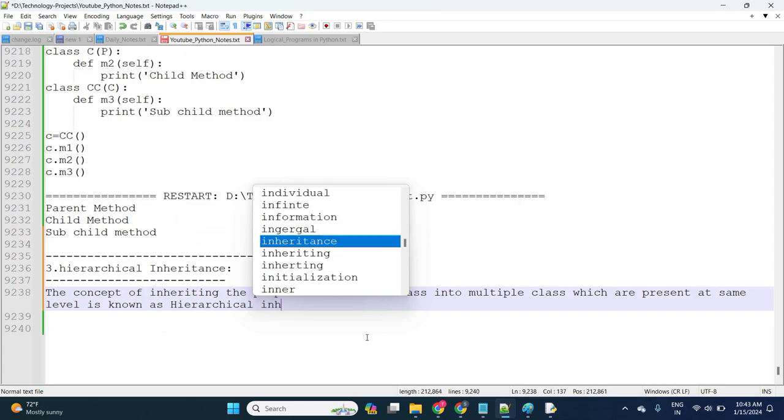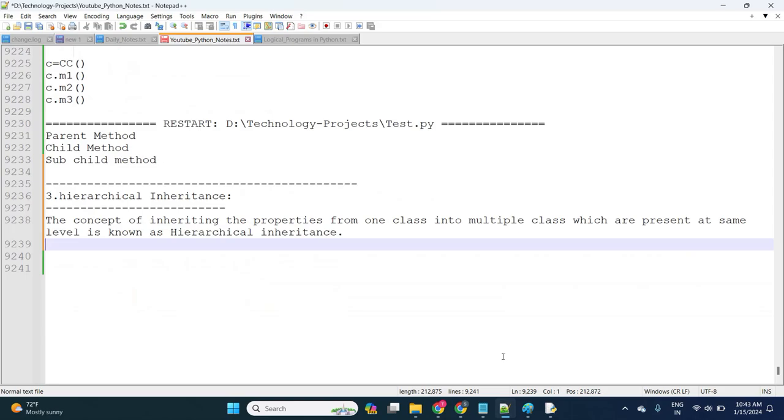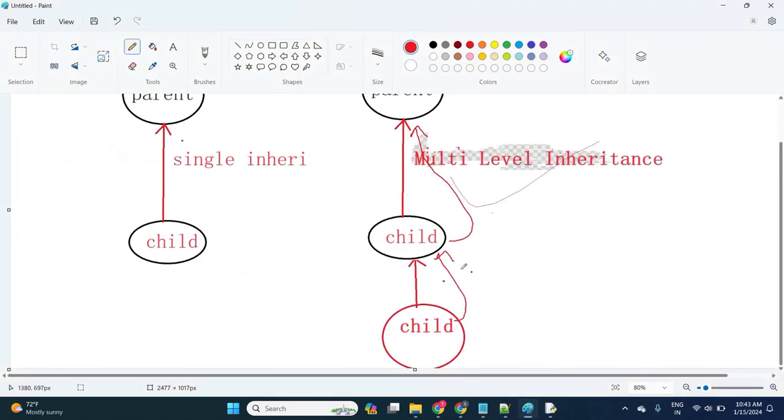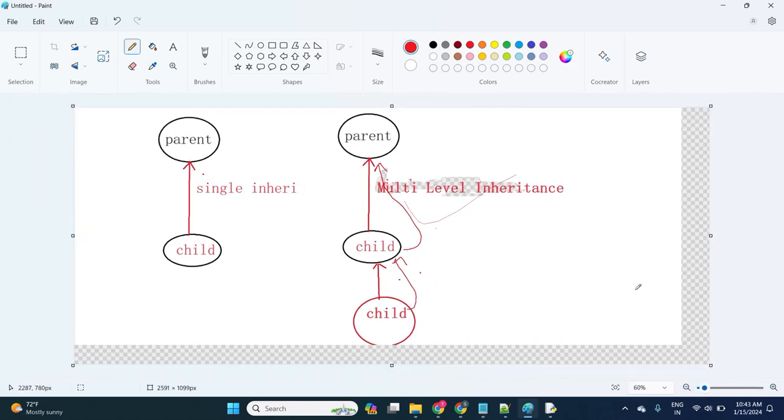Hierarchical inheritance. The concept of inheriting the properties from one class into multiple classes which are present at the same level is known as hierarchical inheritance. Observe here with respect to this diagram.